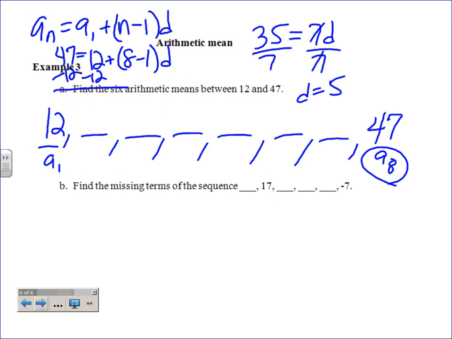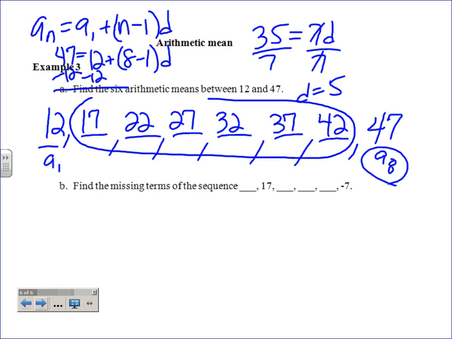So then what's the second term? 17, followed by 22, 27. I think you're probably getting used to the whole 5s there. Let's see if it works. 42, and if I did 5 again, would I get 47? I would. So these right here are the 6 arithmetic means, basically between 12 and 47. You can apply the same situation to letter B, which I'd like you to try right now.